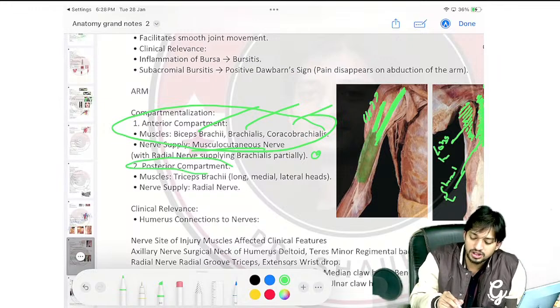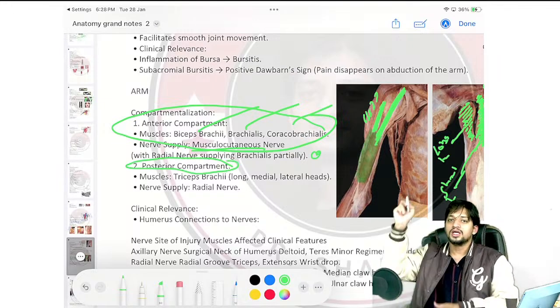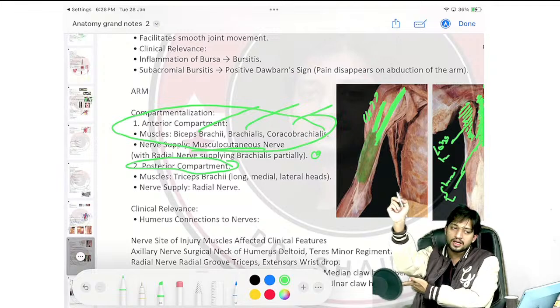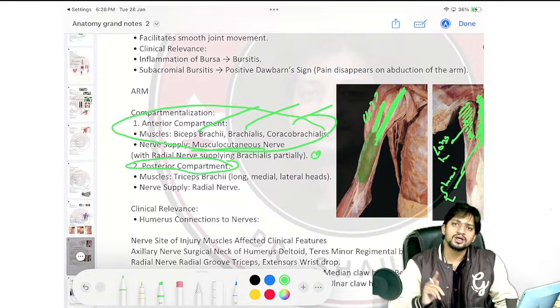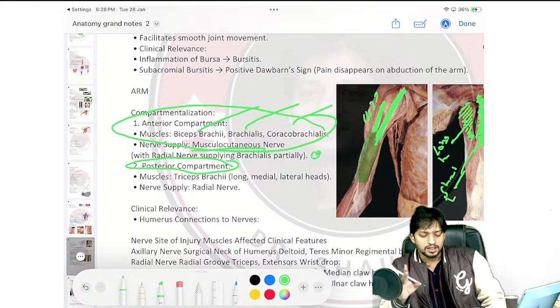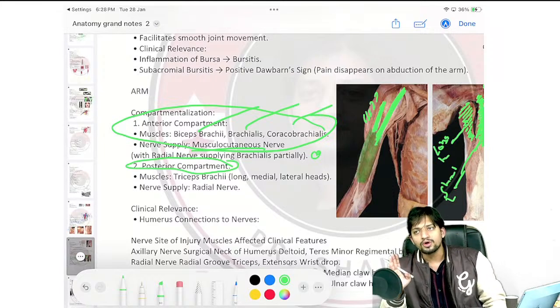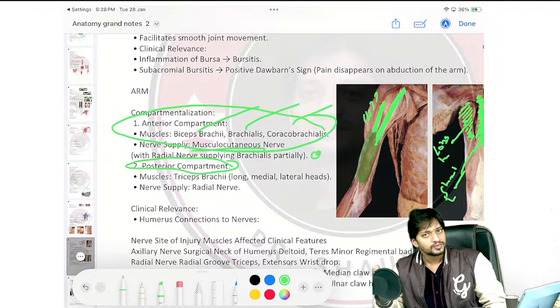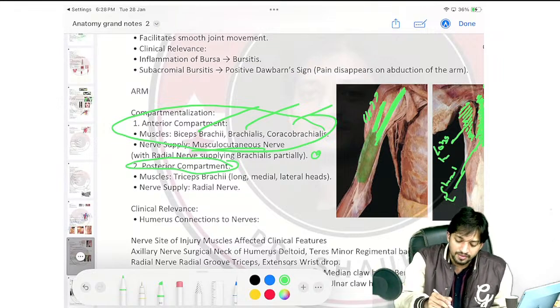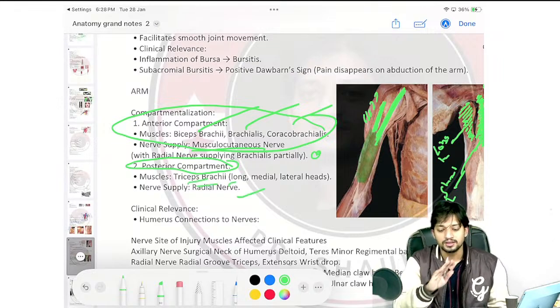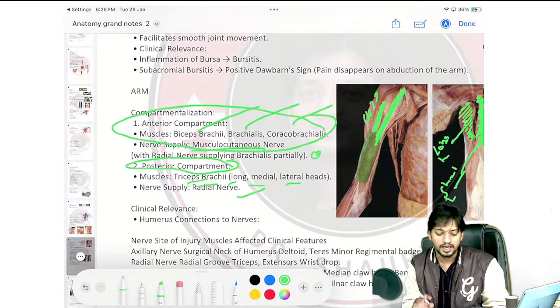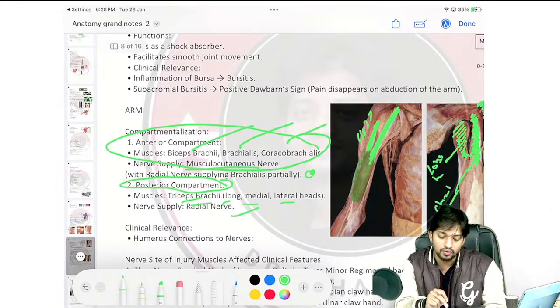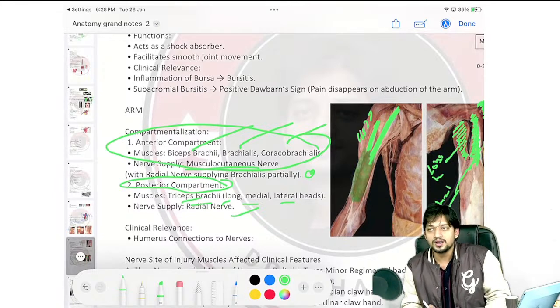Coming to the posterior compartment, I told you the radial nerve is running in the posterior compartment. If the radial nerve is running in the posterior compartment, then it must supply the muscles located in the posterior compartment of the arm, right? So the radial nerve will supply the triceps brachii, done. Long, medial and short, lateral heads, right? Now have a look here. I will show you one very important thing.